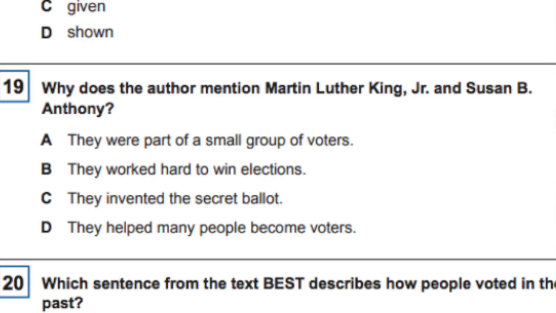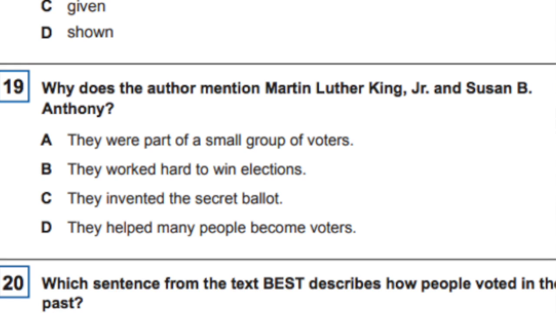All right, so the correct answer was D. They helped many people become voters. And the key here was in the sentence right before the sentence they were mentioned in. In the sentence right before, it said, over time, the right to vote was extended to more and more people. This happened because of Martin Luther King Jr. and Susan B. Anthony. So it's not A, B, or C.